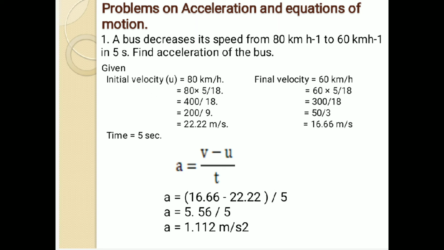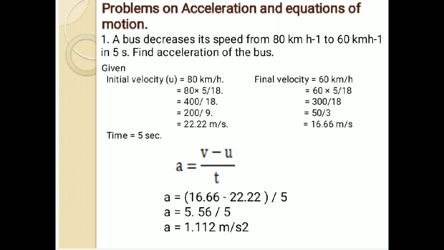You may get 4 to 5 marks for sums only. So here is the first sum. A bus decreases its speed from 80 km per hour to 60 km per hour in 5 seconds. In the exam they may give it in 5 hours. If it is 5 hours, there is no need to change the velocities. Here they have given time in seconds, so that's the reason we are changing velocity from kilometer per hour to meter per second. If they give 5 hours, there is no need to convert the initial and final velocity at all. Is it clear?